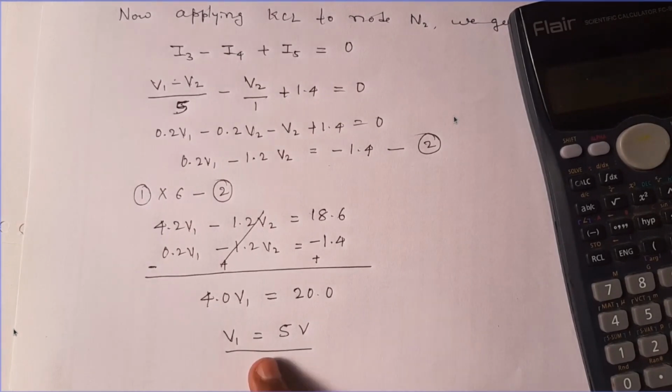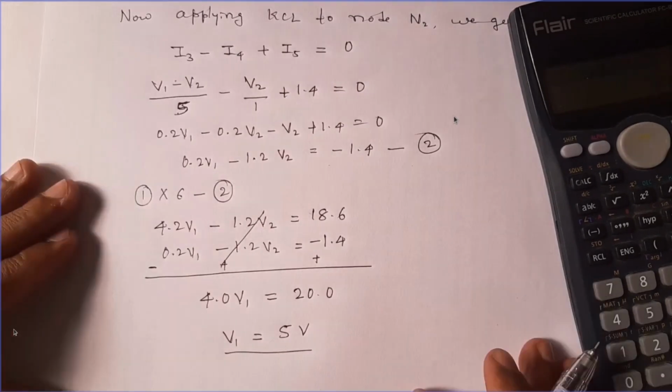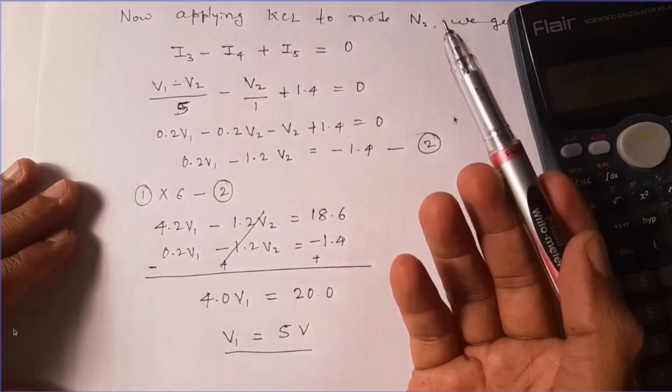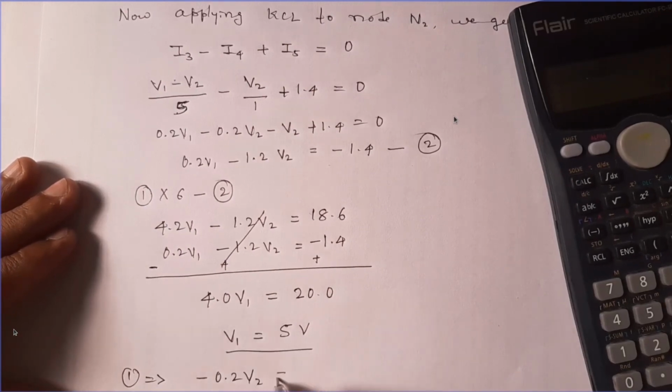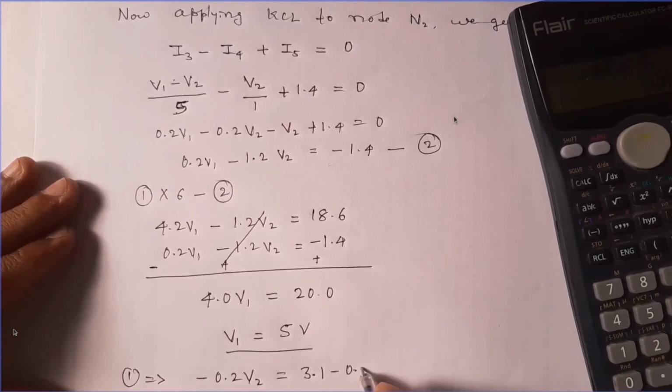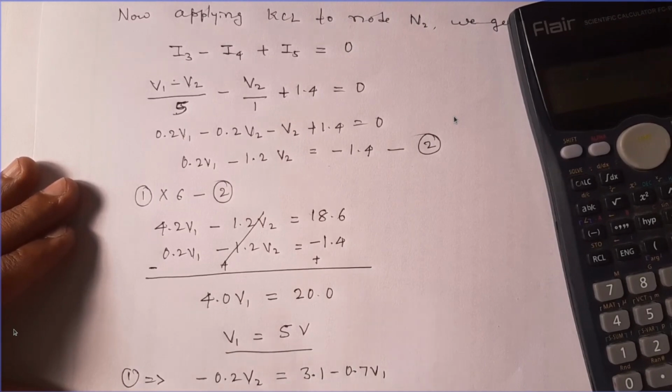Using equation 1, for example, I can obtain V2 also. Equation 1 implies minus 0.2 V2 is equal to 3.1 minus 0.7 V1, which is equal to 3.1 minus 0.7 into 5.